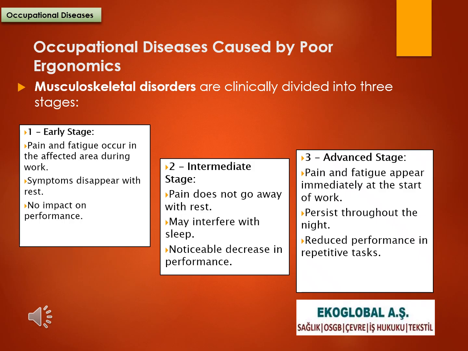Musculoskeletal disorders from poor ergonomics progress through three clinical stages. Early stage: pain and fatigue occur only during work and resolve with rest, with no effect on job performance. Intermediate stage: pain persists even after rest, may disturb sleep, and significantly reduces work performance. Advanced stage: pain and fatigue begin at the start of work, last through the night, and cause a marked drop in efficiency, especially in repetitive tasks.